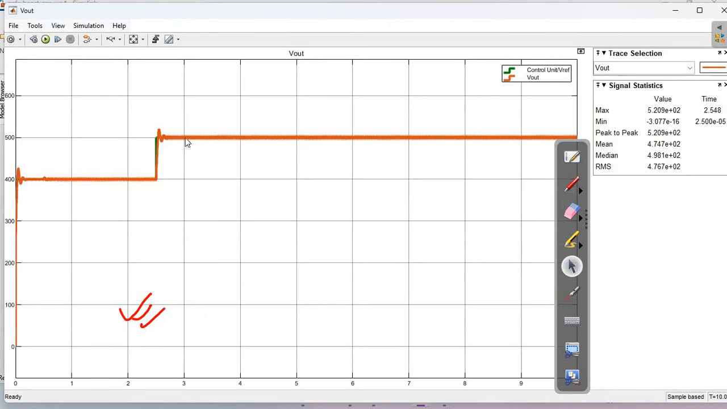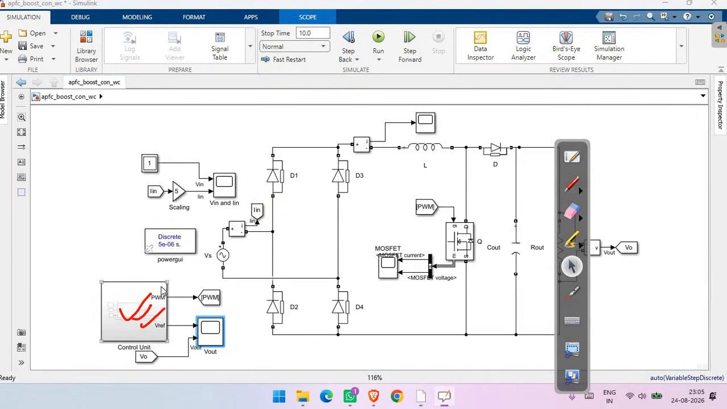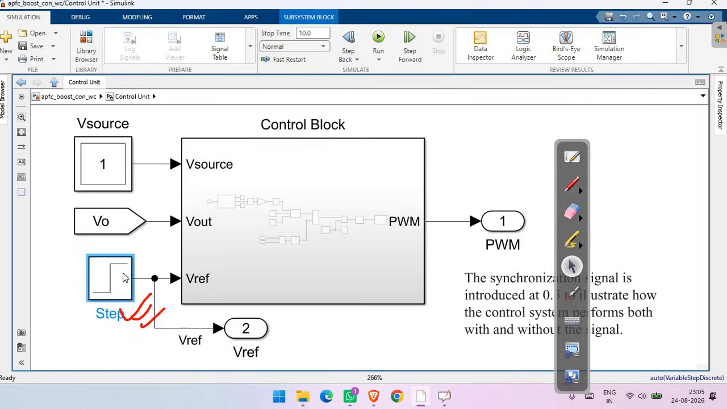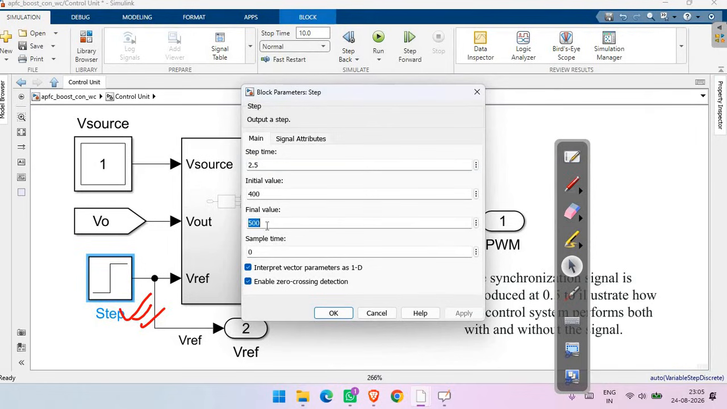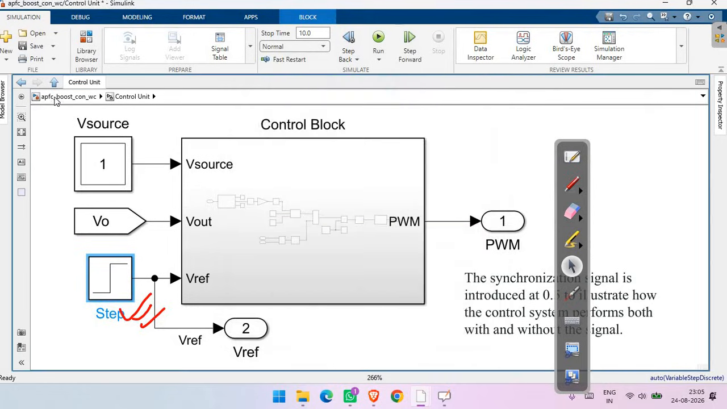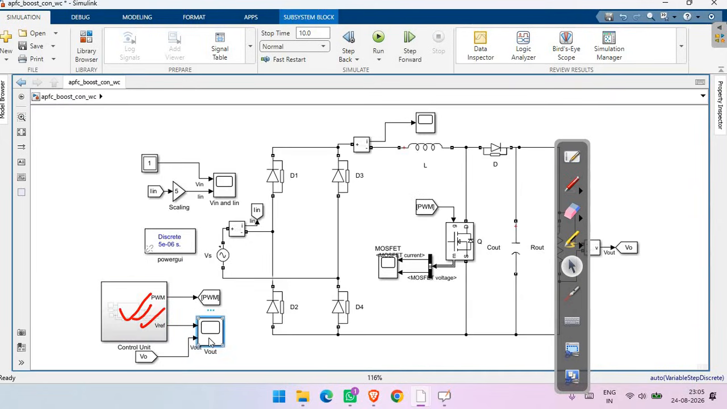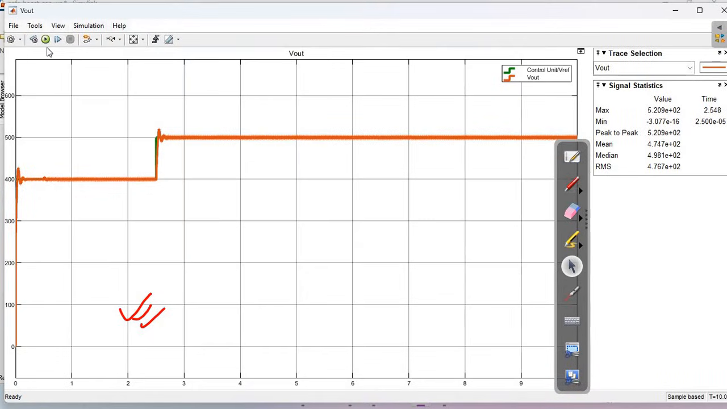Initially the output voltage is 500 volts. We have changed our reference to 600, and let's check whether our output voltage increases to 600 or not. So again open the scope, run the simulation and check the output.